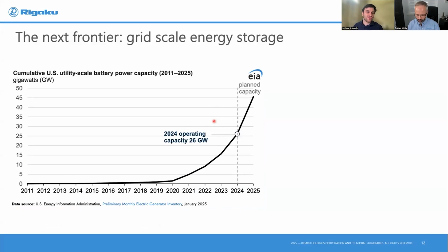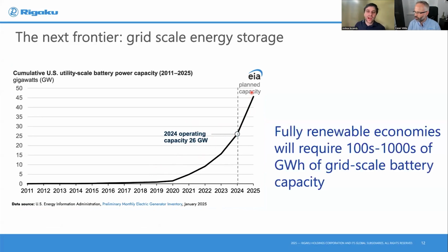Here's a plot of the cumulative US utility scale battery power capacity in the USA. And some of this is projected into 2025, around 26 gigawatts. In this case, this is in gigawatts rather than gigawatt hours. And you can see we're sort of at the beginning of what looks like an exponential rise. Fully renewable economies would require hundreds to thousands of gigawatt hours of grid scale battery capacity per country. And so you're really starting to see deployment on absolutely massive scales. We're many orders of magnitude larger than personal electronics.